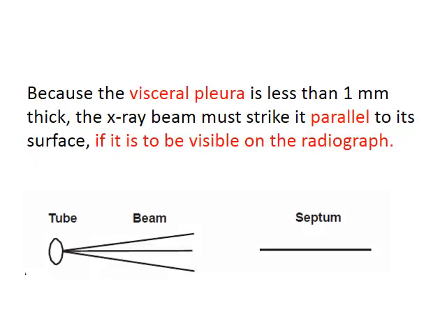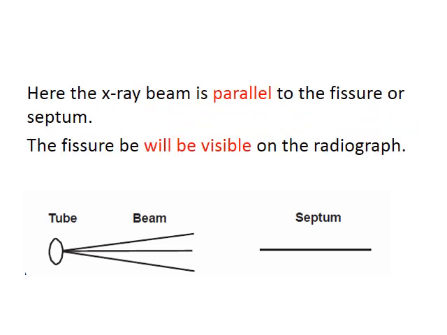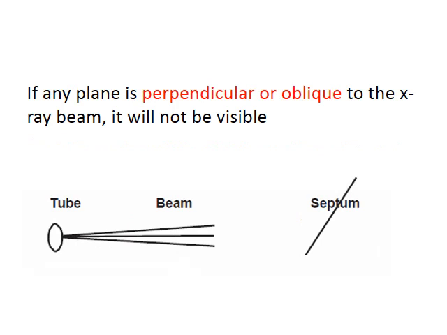Because the visceral pleura is less than 1 mm thick, the X-ray beam must strike it parallel to its surface if it is to be visible on the radiograph. Here the X-ray beam is parallel to the fissure or septum. The fissure will be visible on the radiograph. If any plane is perpendicular or oblique to the X-ray beam, it will not be visible on radiograph.